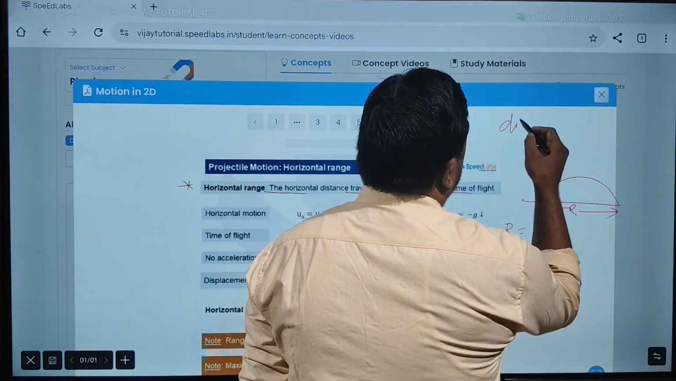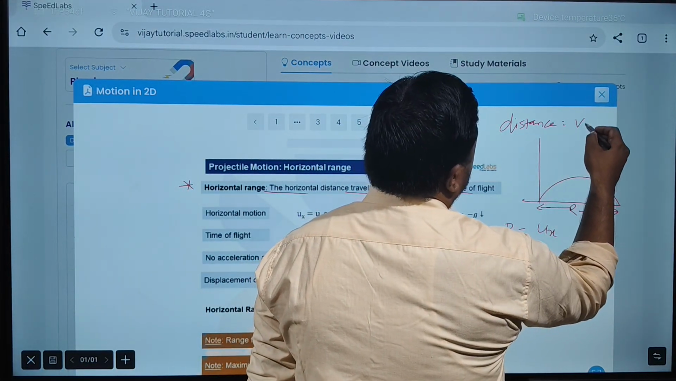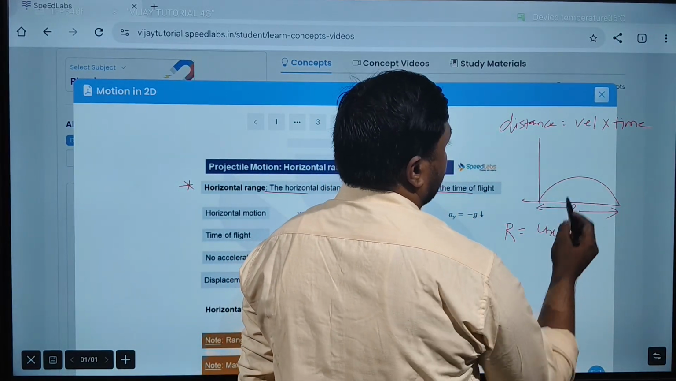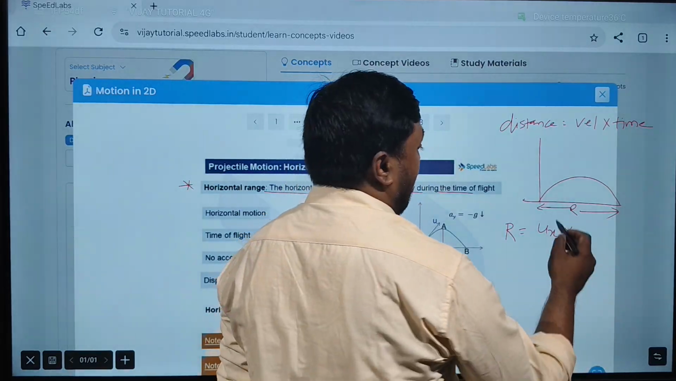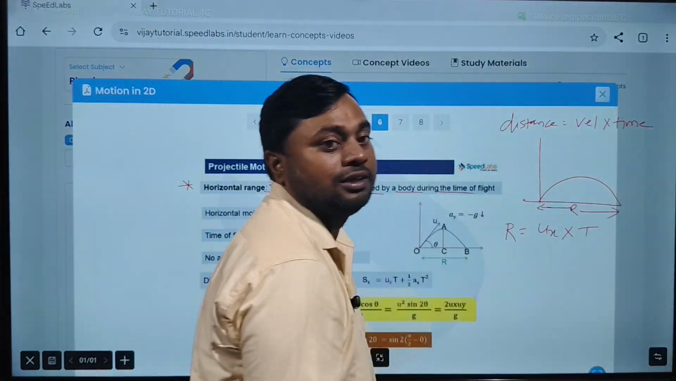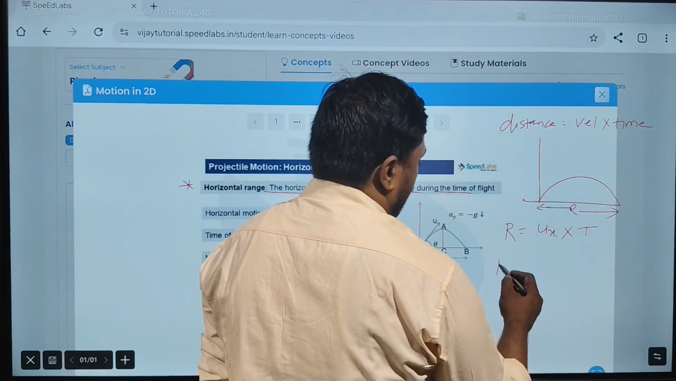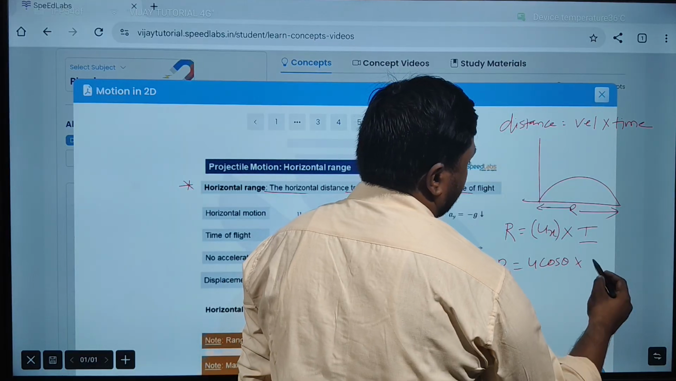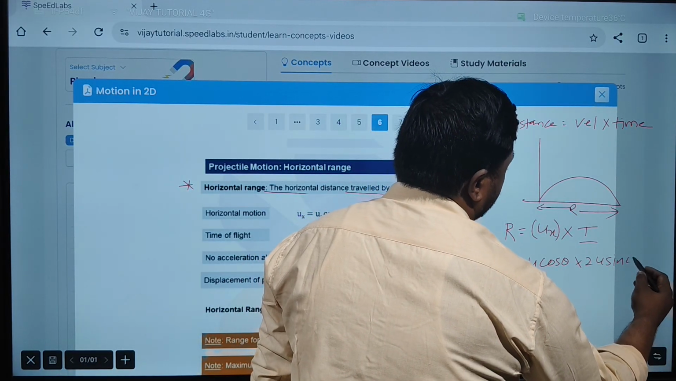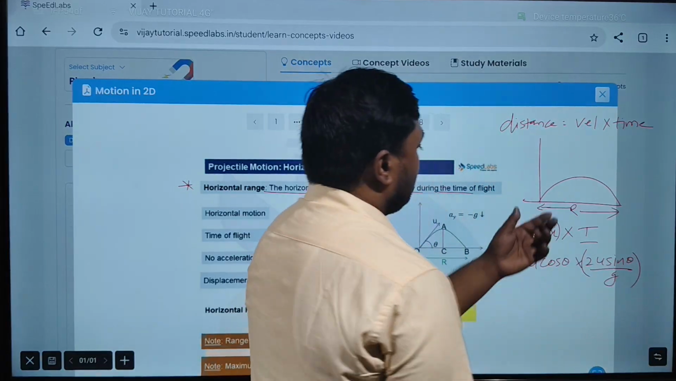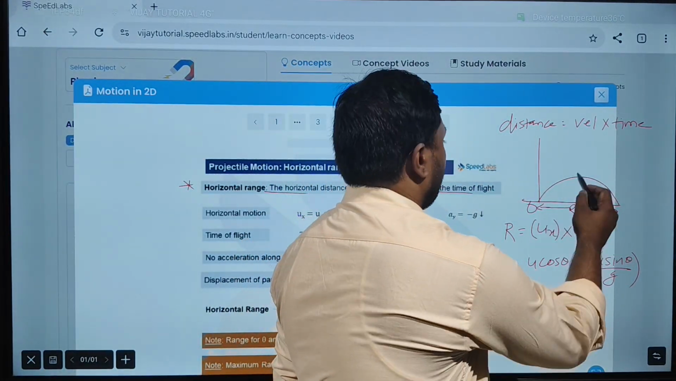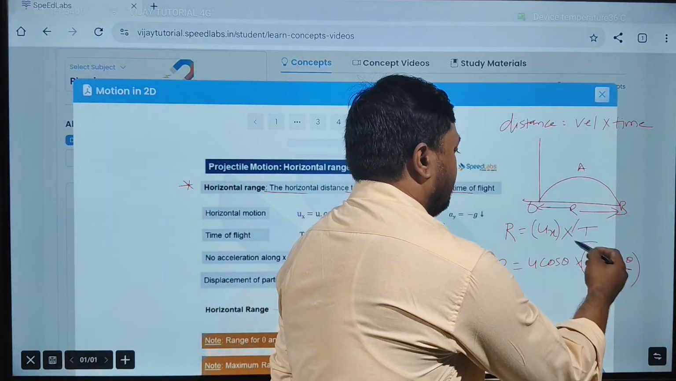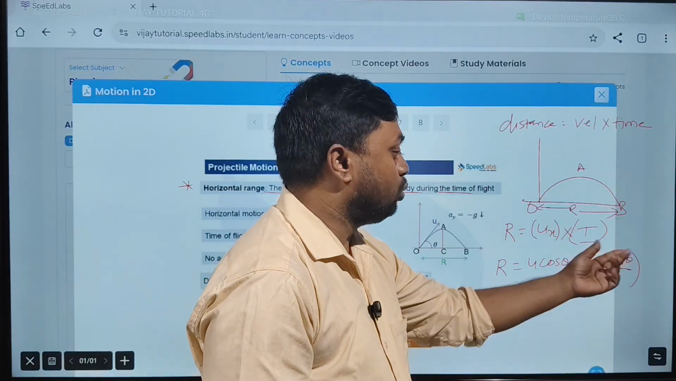As you know that distance is equal to velocity into time. Simple definition. So range is the distance, velocity is ux, which is going to be constant, and time taken from here to here is the time of flight. Do you agree with me? So can we write R is equal to ux, that is u cos theta, into the time of flight, 2 u sin theta by g? Because to cover the distance OB, the time taken is the time of flight only. Just now we discussed, time of flight is 2u sin theta by g.